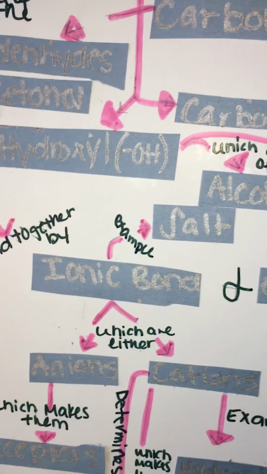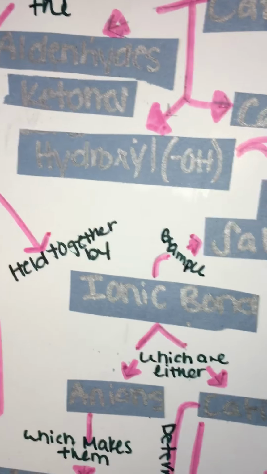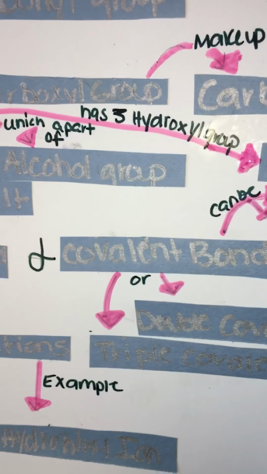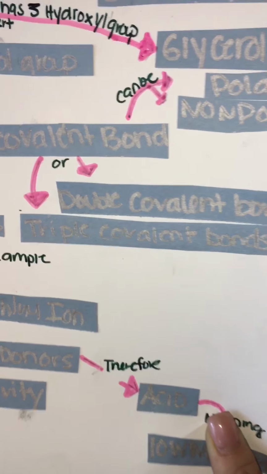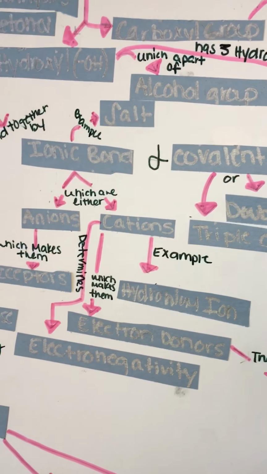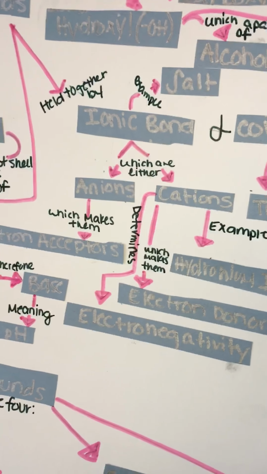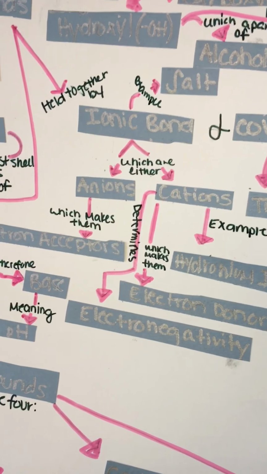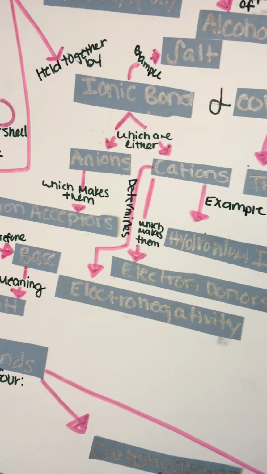Then go back to compounds, which are held together by ionic bonds. An example of that is salt, a really simple example. They can also be held together by covalent bonds, which can be polar or nonpolar. They can have double covalent bonds or triple covalent bonds. Your ionic bonds, however, are held together by different types of elements, which can be anions or cations.